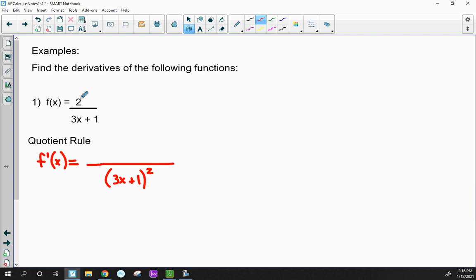And then on top, you're going to take the derivative of the top. So the derivative of 2 is 0. I'm going to write that down. You're supposed to multiply that by the denominator, by the bottom. Then the quotient rule says subtraction in the middle. Got my little brackets here.